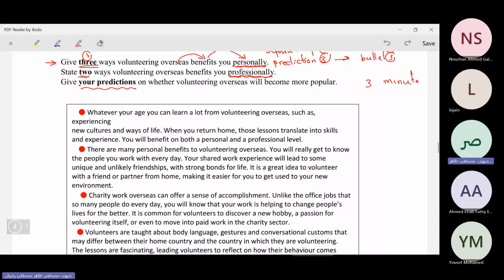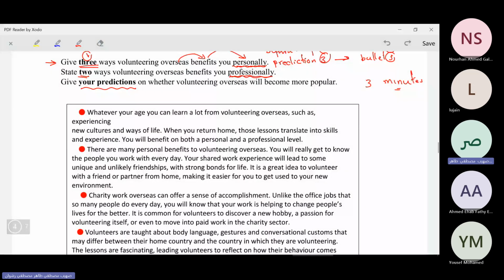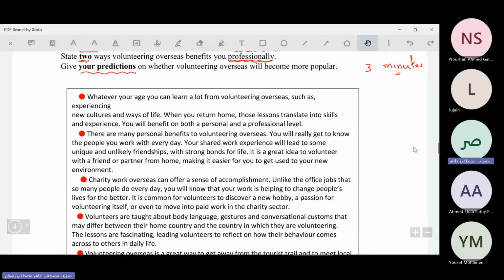Okay, so you know what to do now? Everybody here, you know what to do? Yes, sir. All right, start quickly. So we want to finish this task as soon as possible. Sir, your voice was lagging. Can you repeat what we should do? Yeah, I need you to find three ways volunteering overseas benefits you personally from this text on the screen. Just identify the points. You don't need to do anything else. Tell me once you finish.